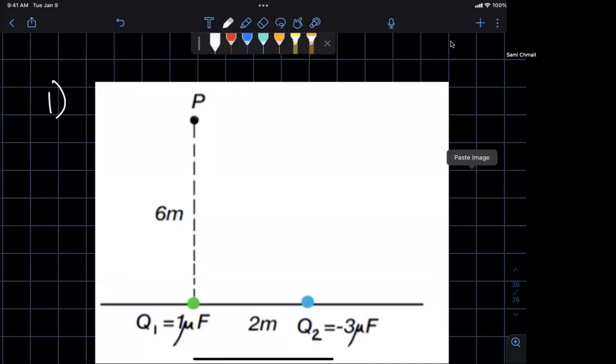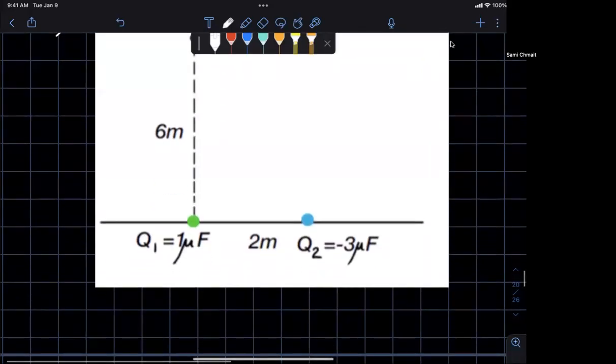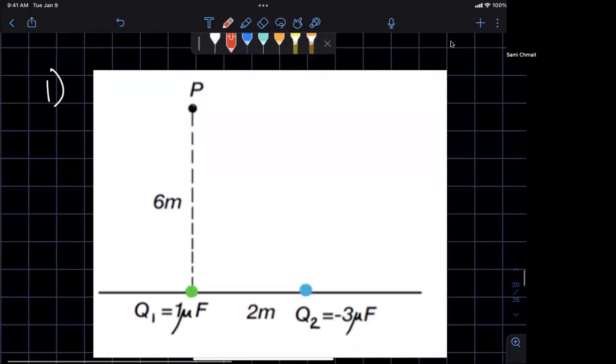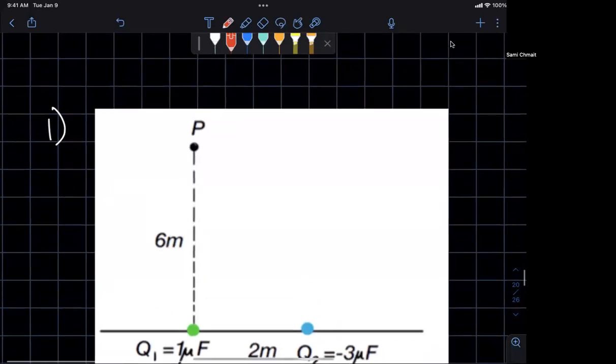All right, question one. So let's start by looking at Q1, and we're looking at that point P. So here we have a positive, and we're going to treat that test point as a positive as well. So it's going to be a repulsive force. So that means because it's a positive at Q1, it's going to be an E1 that's pointing straight up.